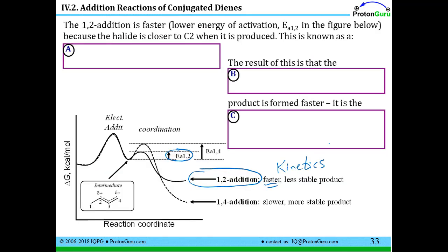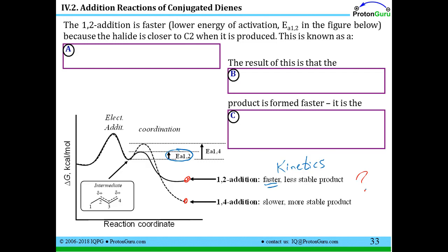So if I draw the relative energies of the potential products, the 1,2 addition product that we said formed faster, and the 1,4 addition product that's more stable, how do we figure out which reaction is going to take place to lead to our major product? And why is the 1,2 addition product faster? We said it is faster, but we didn't say why.